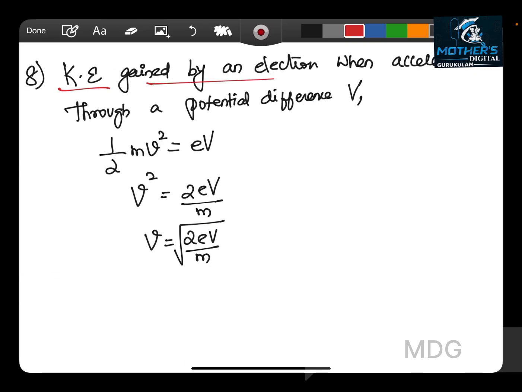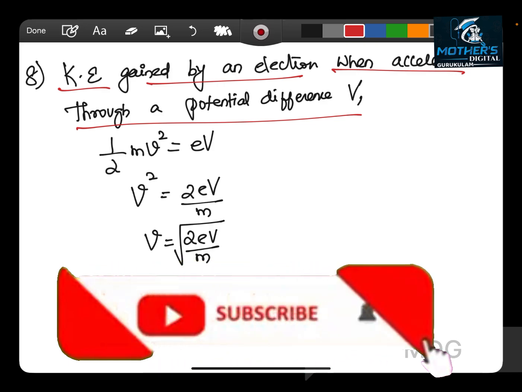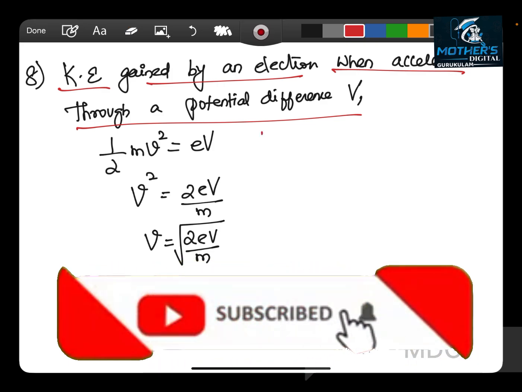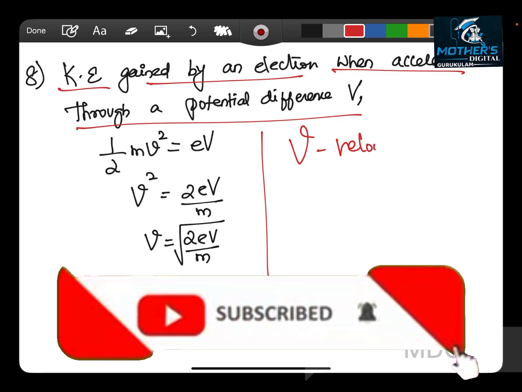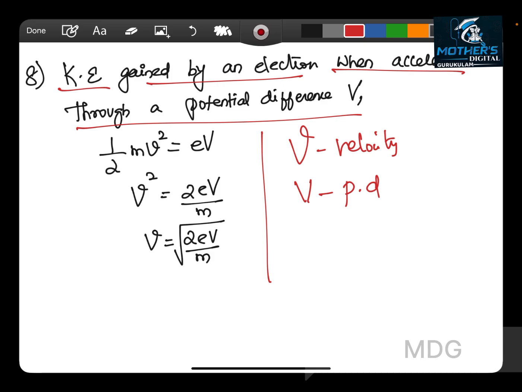Kinetic energy gained by an electron when accelerated through a potential difference V. Here half mv square will be equal to eV. Make sure, children, small v stands for velocity and capital V stands for potential difference here. Don't get confused and don't try to cancel small v and capital V. Thus, we get v equal to root of 2eV by m, where e is your charge, 1.6 into 10 power minus 19 coulomb, V is the potential difference, and m is the mass of the electron. Based on this formula, we can calculate the speed of the electron.